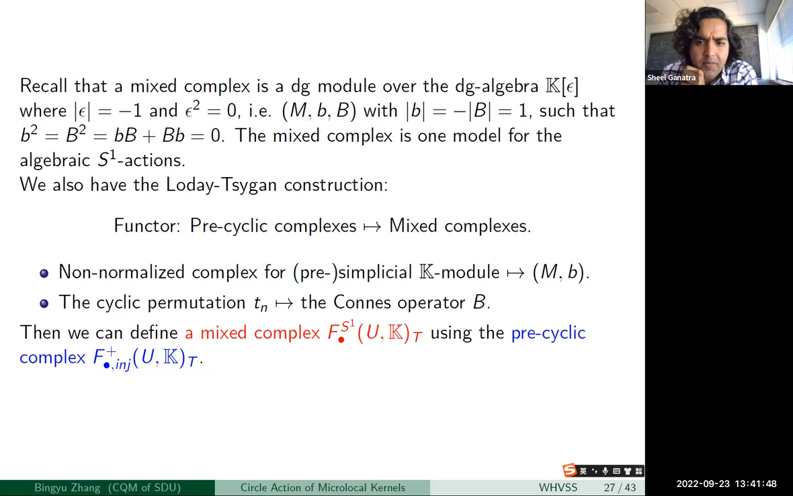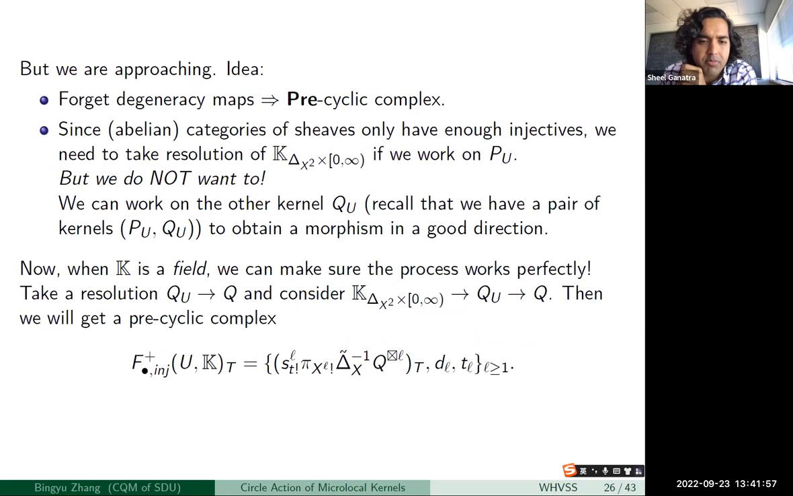Sorry, can I ask a question? Yeah, I was just wondering, sorry, can you just repeat why you used QU? QU was just to get the positive symplectic cohomology. Can you do everything with PU as well? I didn't quite understand that. Yes, I can. You can.